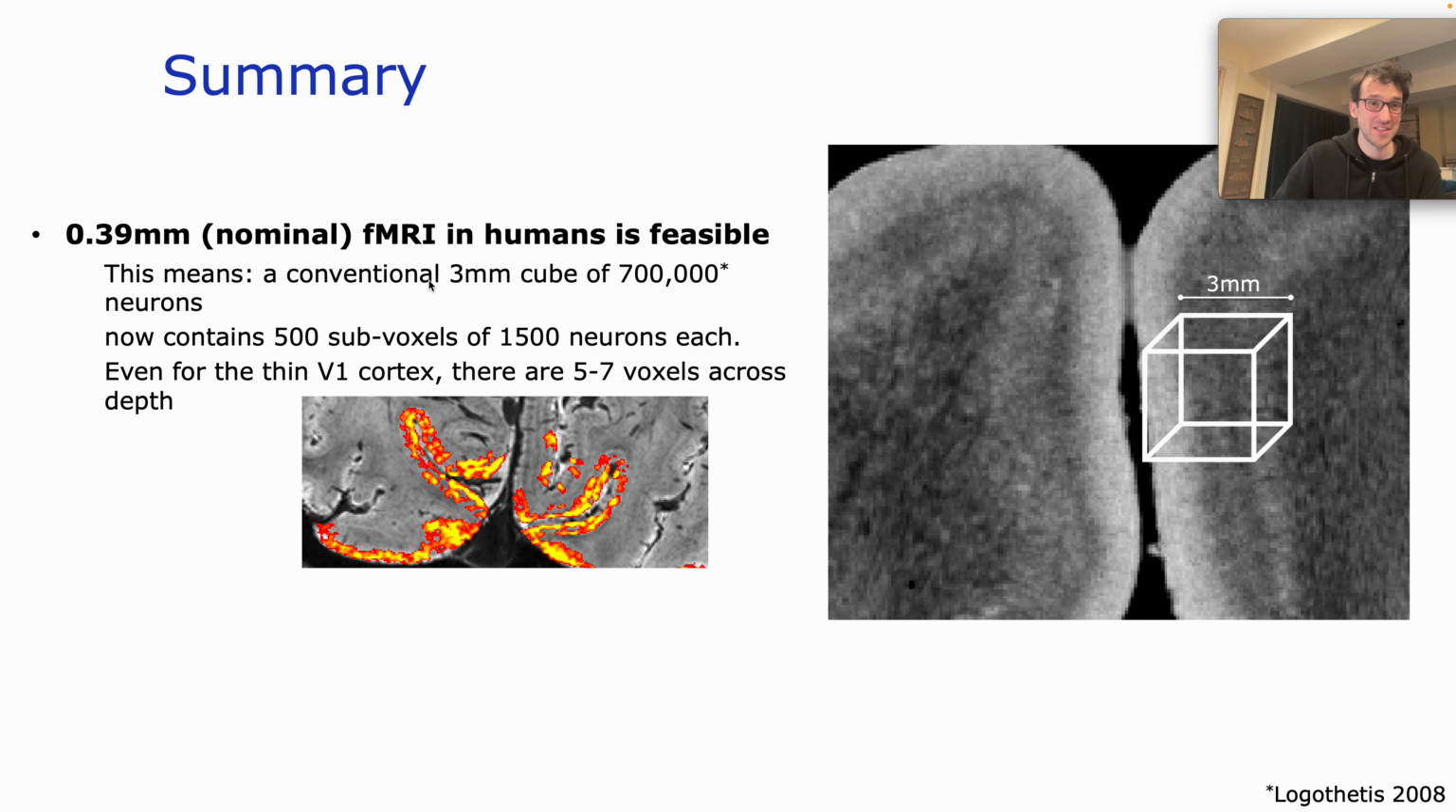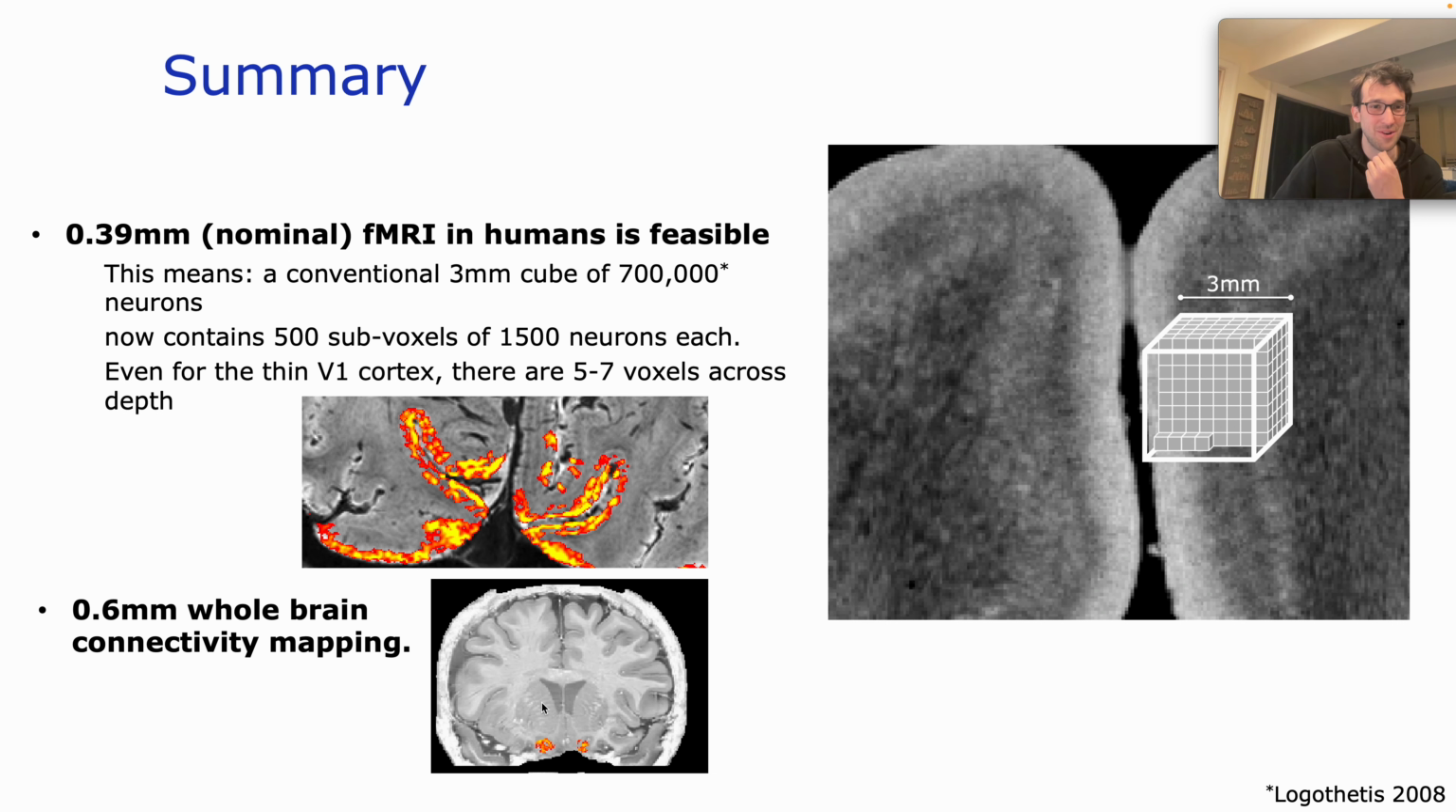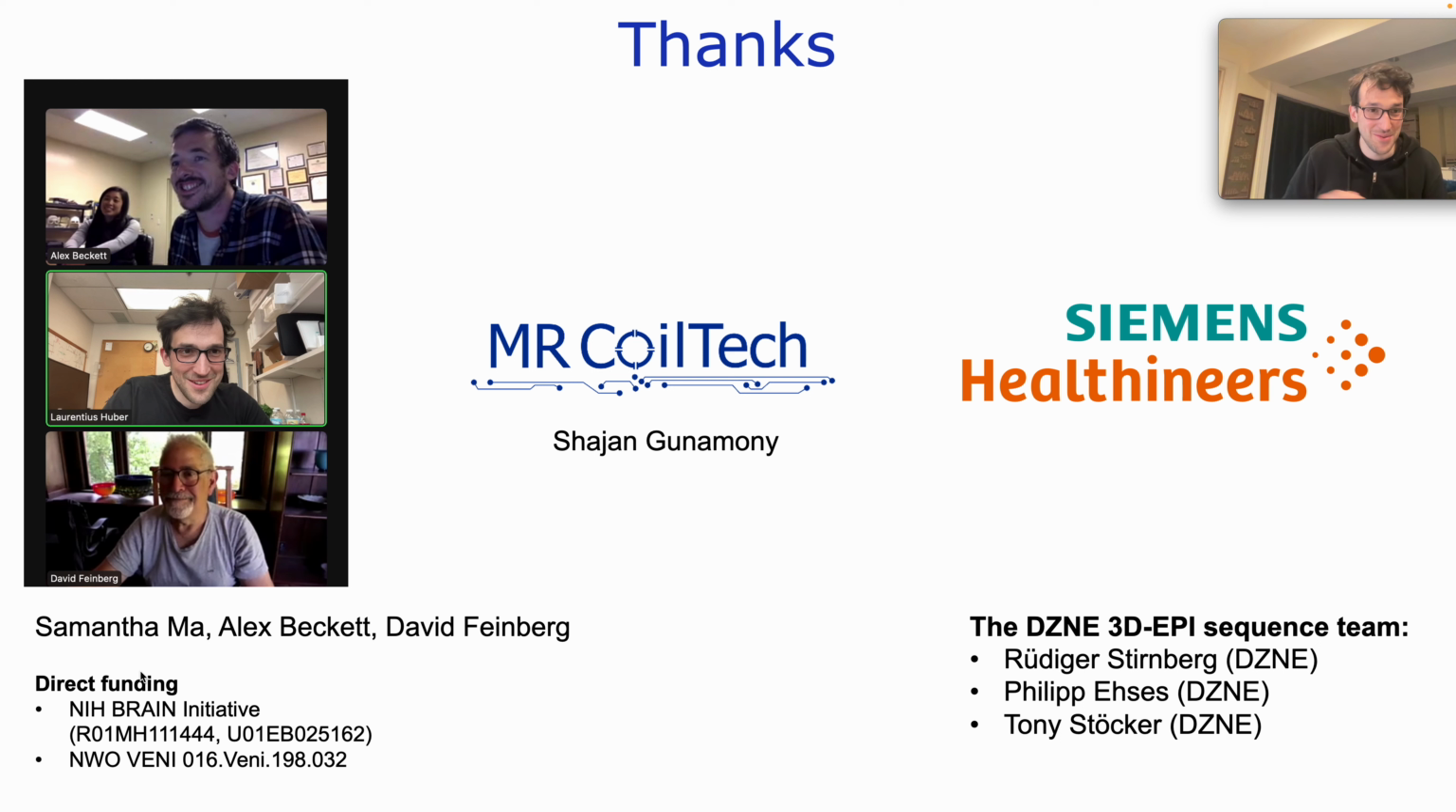This means that a conventional 3 millimeter voxel with 700,000 neurons is now subsampled with 500 subvoxels that only have neural populations of 1,500 neurons left within them. And if you care less about Nyquist sampling of the individual layer groups, even in these thin areas of V1, you can also use the power for whole brain imaging, for example, at 0.6 millimeter resolution.